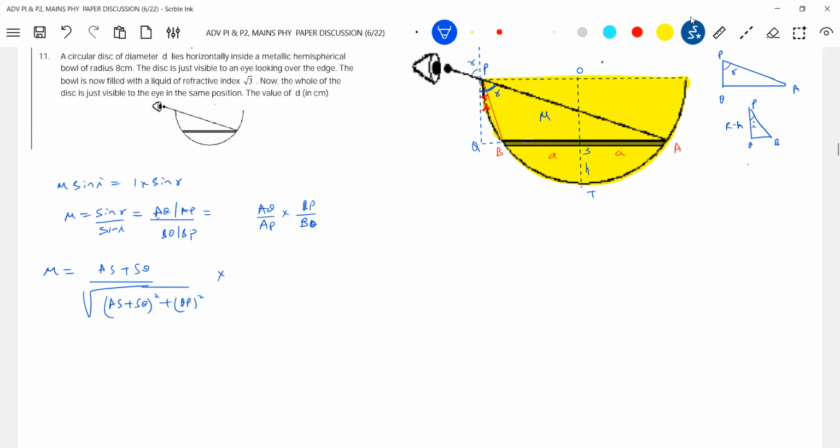BP we can write as root of PQ squared plus QB squared. So what is the value of PQ? PQ will be R minus H. H is what I'm taking this one. So BP will be root of R minus H whole square plus QB whole square. BQ we can write as SQ minus SB.